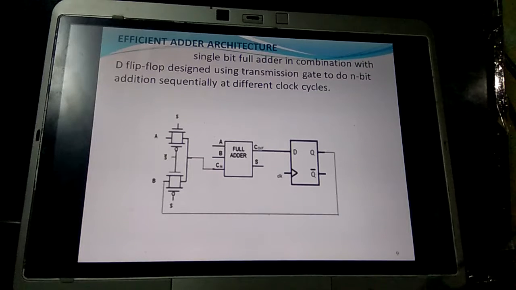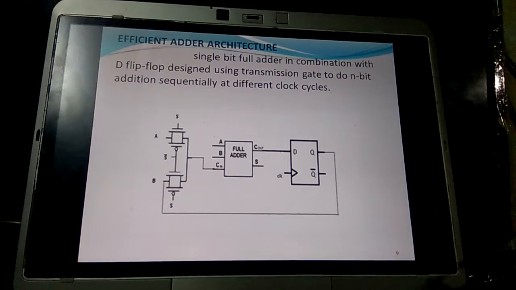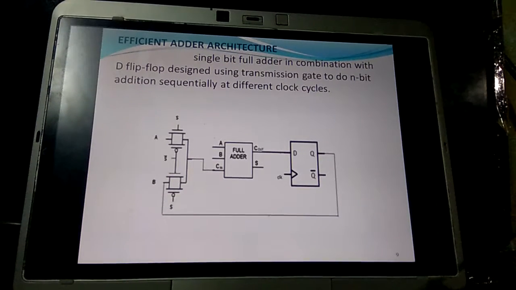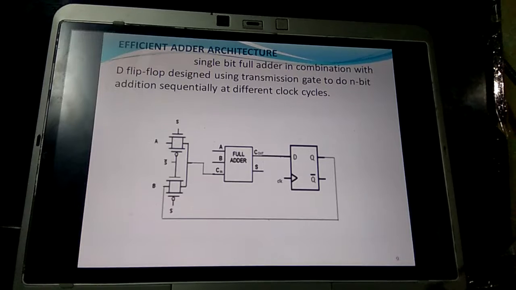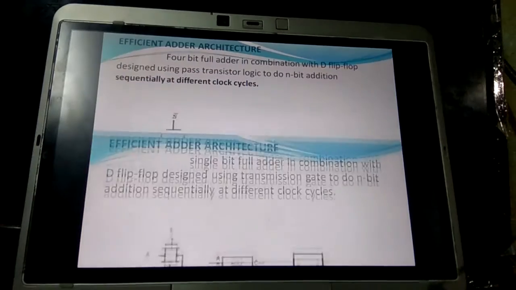This is the implementation of an efficient full adder using transmission gate logic. Transmission gate is nothing but a bidirectional switch. It gives only 4 strong outputs, that is strong 0, strong 1, poor 0 and poor 1. There is no degradation of outputs as in pass transistor logic.